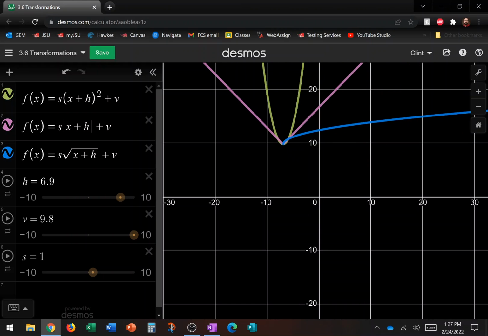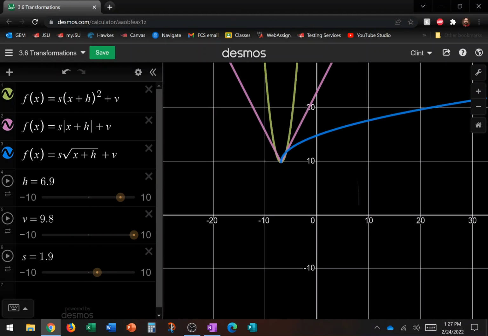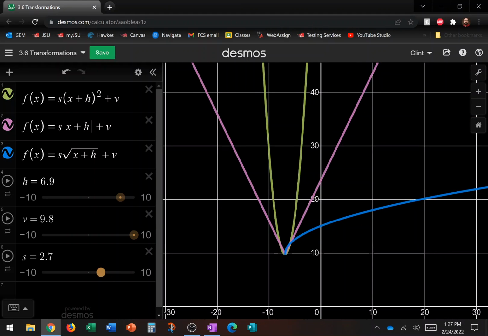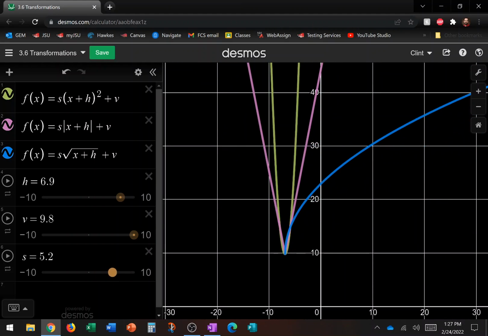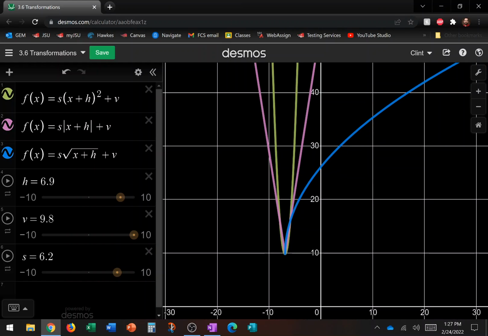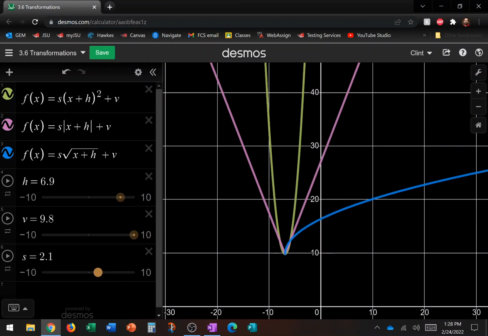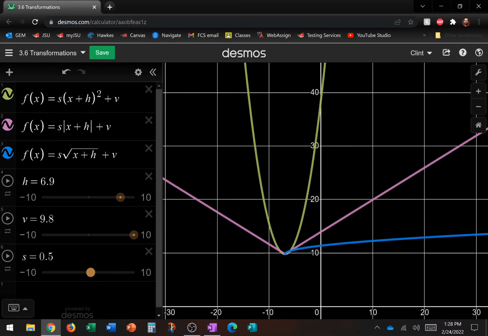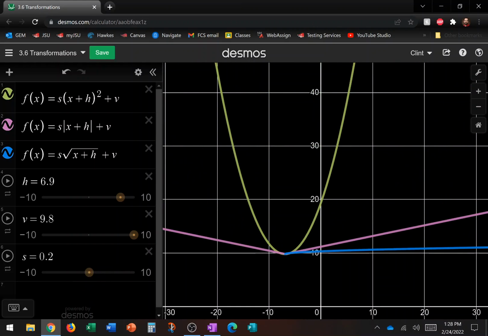And then with the stretching, so if we stretch these things, square root of x, the blue one, is the weirdest, because when we stretch it, it almost doesn't look stretched. It almost looks like we zoomed in on it instead of stretching it. And then if we shrink everything, it kind of flattens everything out.